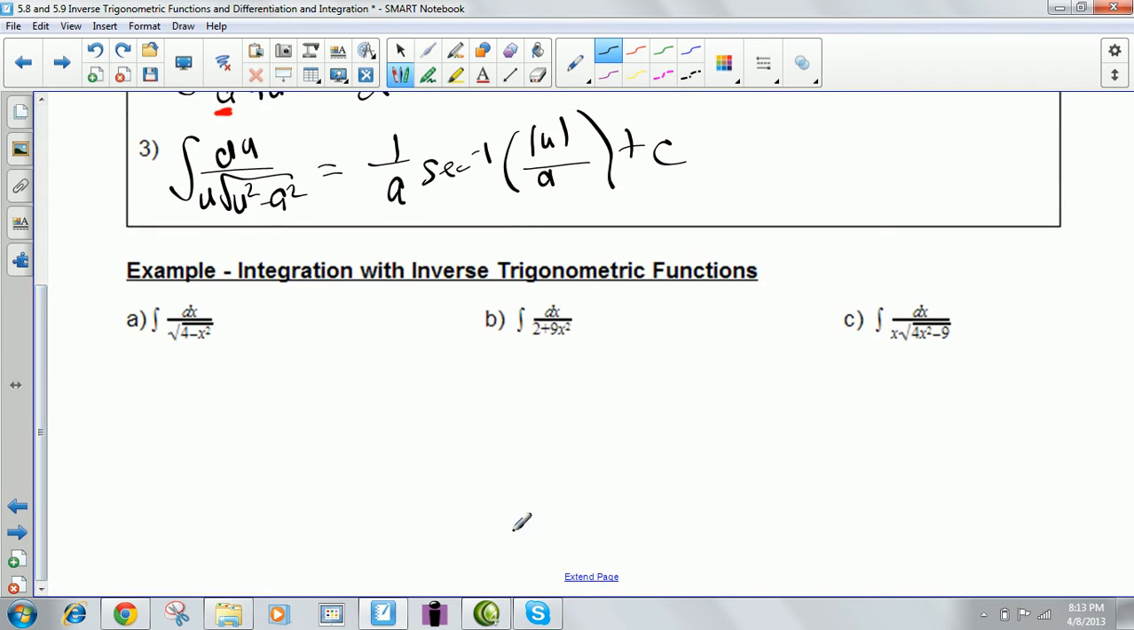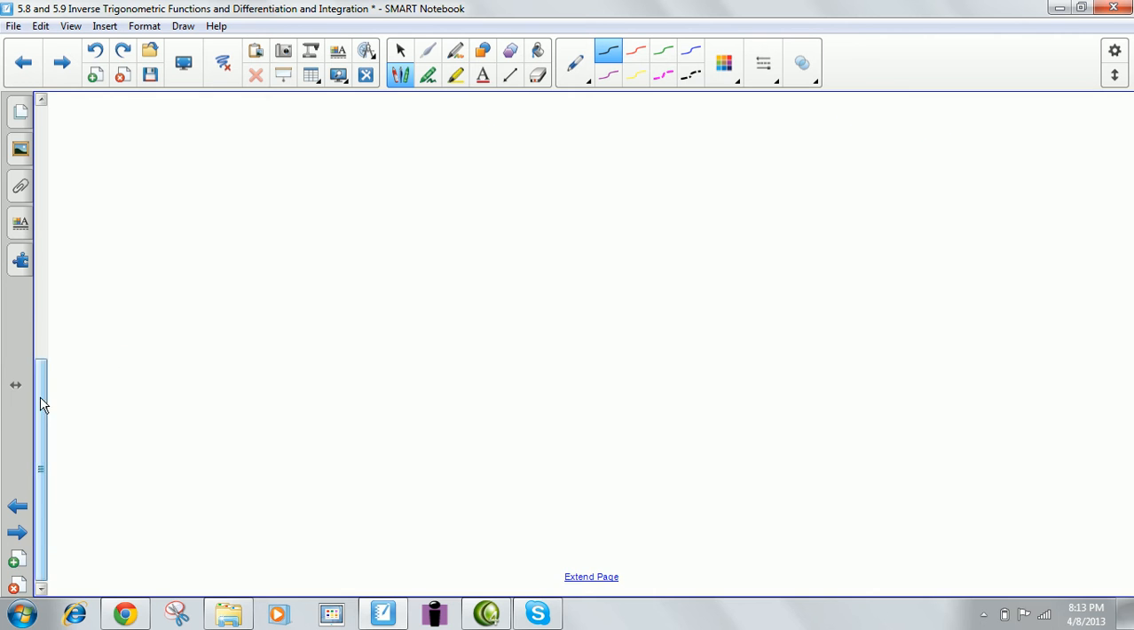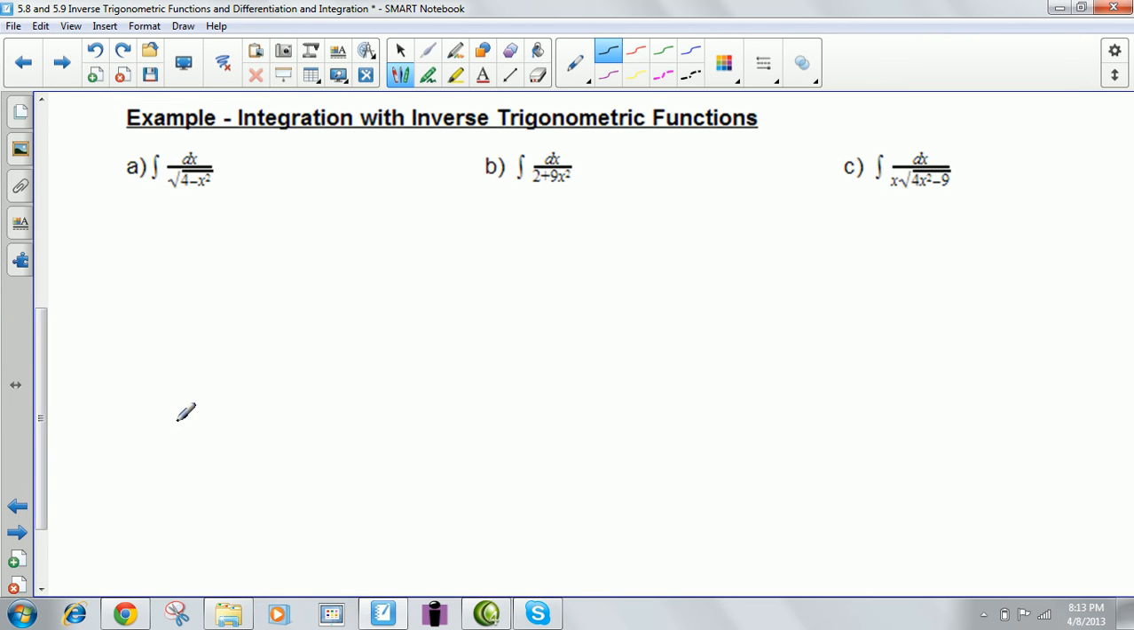So go ahead and jot these down, pause the video as you need, and then we're going to try some examples under here. For the first one, you have the integral of dx over the square root of 4 minus x squared. Figure out what your a and u are. In this case, it's a squared, so a is 2. And your u is just x, because remember, it's a squared minus u squared.